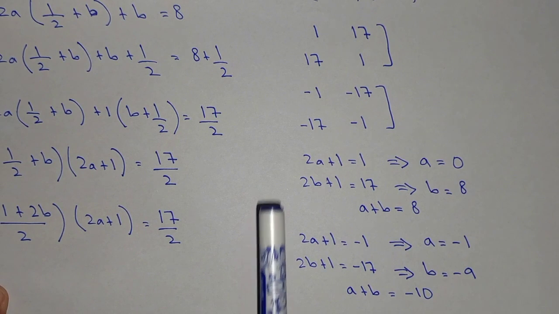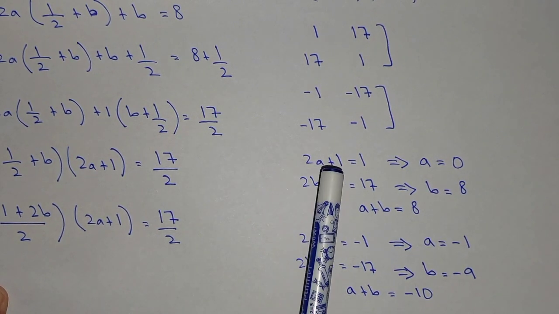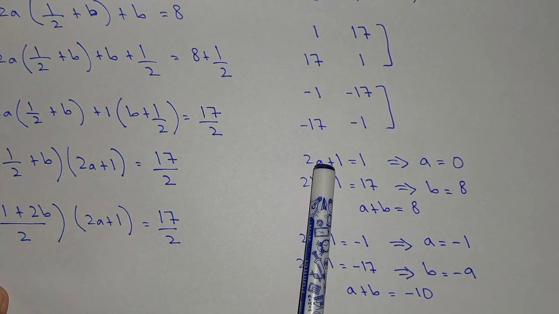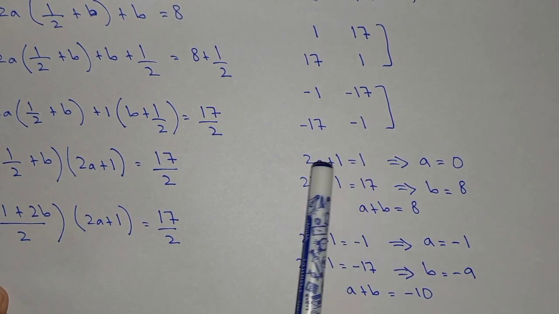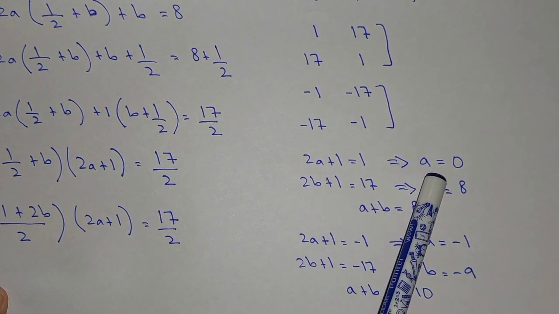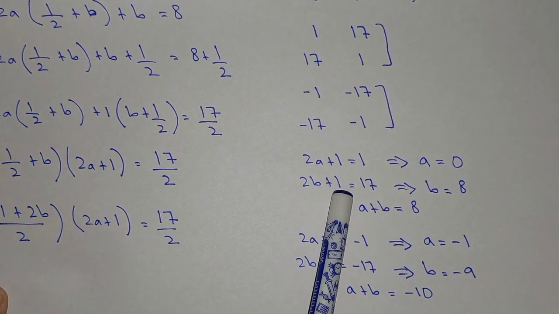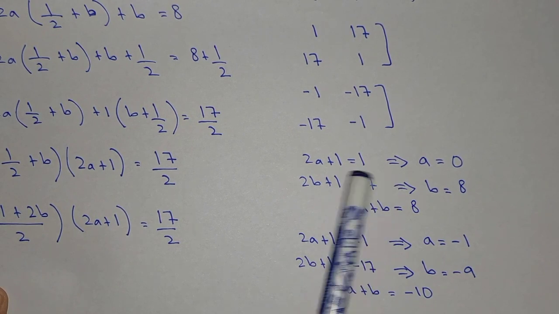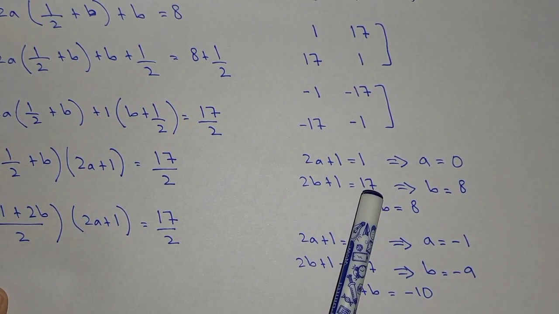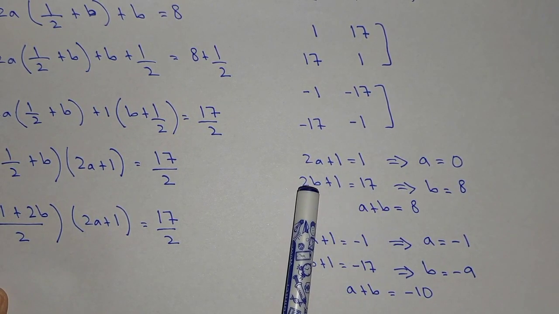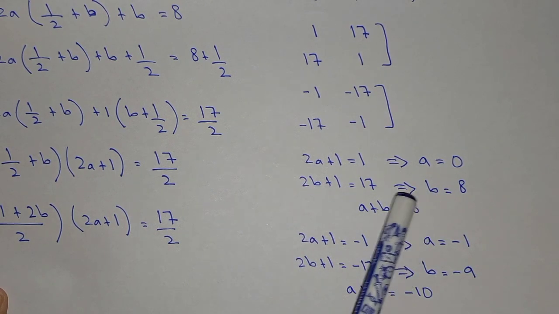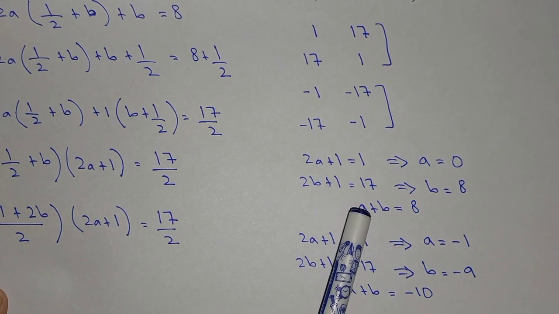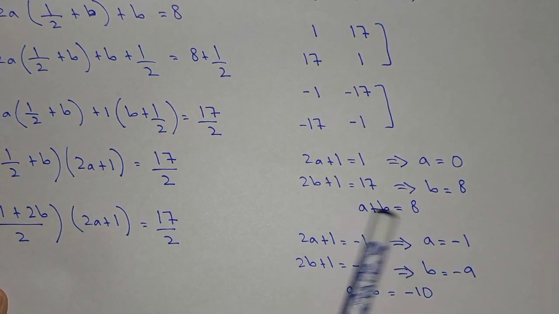So we have 2a plus 1 equal to 1, so 2a equal to 1 minus 1, that is 0, so a will be equal to 0. Then 2b plus 1 equal to 17, so 2b equal to 17 minus 1, that will be 16. So b equal to 16 over 2, that will be 8. So the value of b is 8, and a plus b, as required in the question, is equal to 8.